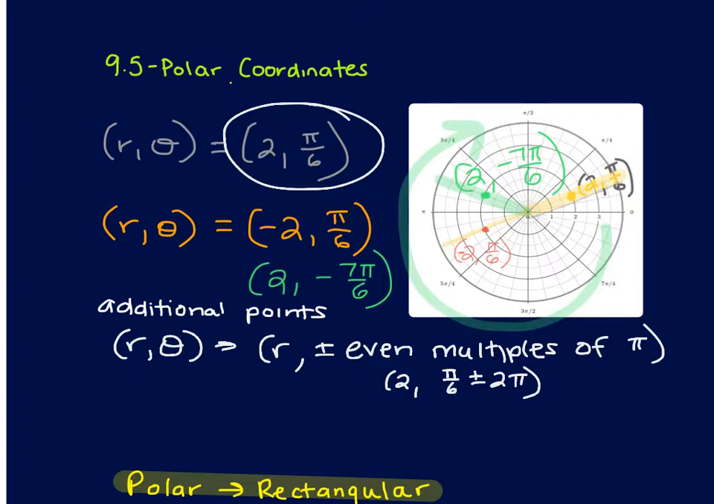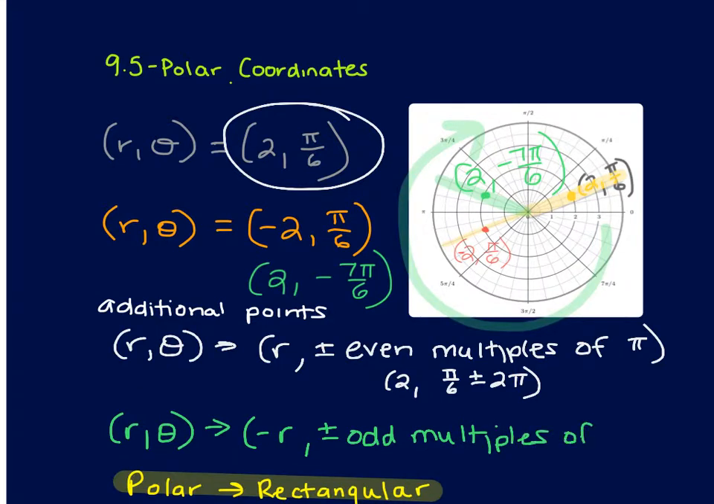And then my other option is if I start with r, theta, change the sign to negative r, add and subtract odd multiples of pi. So if I wanted that, I would change the 2 to negative 2, and I would take pi over 6 and add and subtract pi, or 3 pi, or 5 pi, or 7 pi.